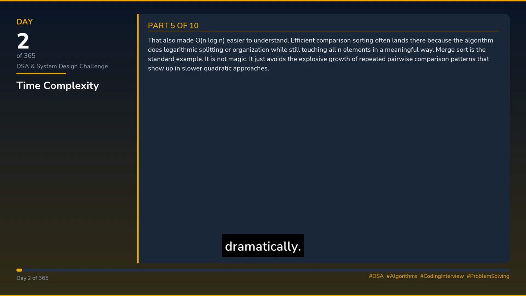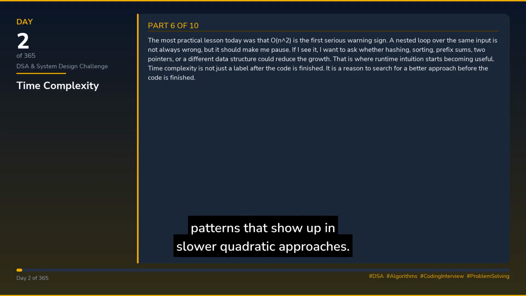That also made O(n log n) easier to understand. Efficient comparison sorting often lands there because the algorithm does logarithmic splitting or organization while still touching all n elements in a meaningful way. Merge sort is the standard example. It is not magic. It just avoids the explosive growth of repeated pairwise comparison patterns that show up in slower quadratic approaches.